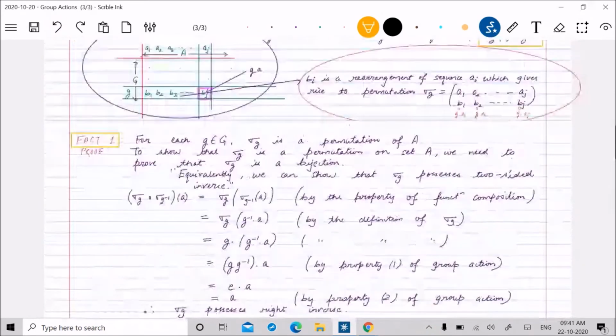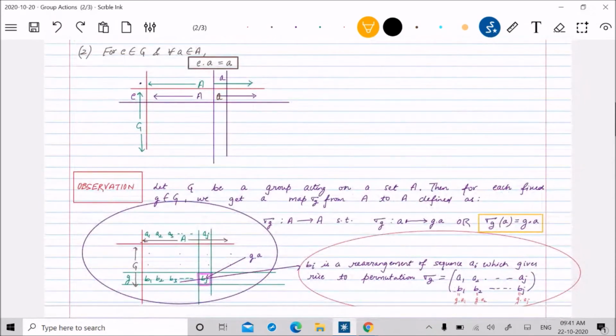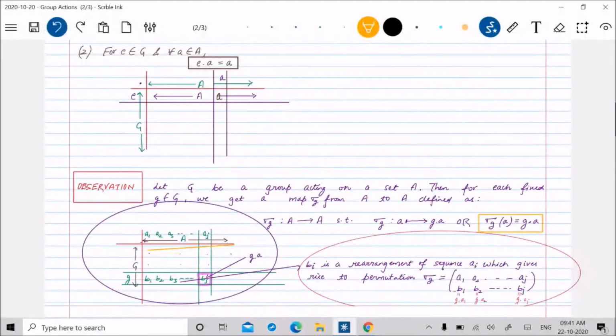I'm asking you the number of permutations. 3. Number of how many elements did G have? So 4. How many rows will be there in this? How many rows? 3 or 4?